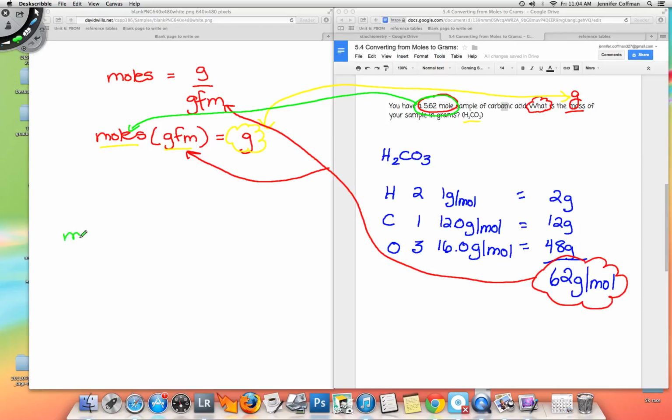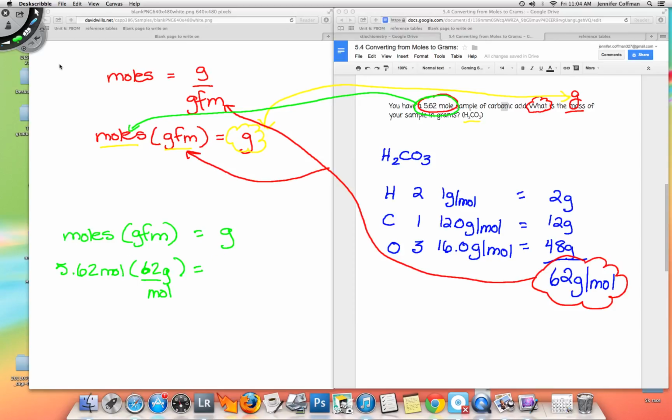So moles, I'm just rewriting it so that it's neat, times gram formula mass equals grams. Moles is 5.62 moles times the gram formula mass, which is right here, 62, that's 62 grams per mole, equals, and then we're going to get our grams.